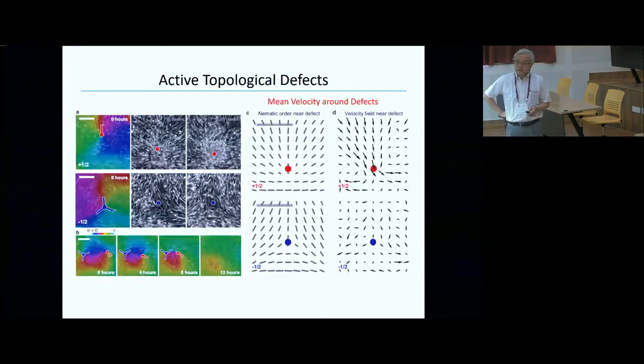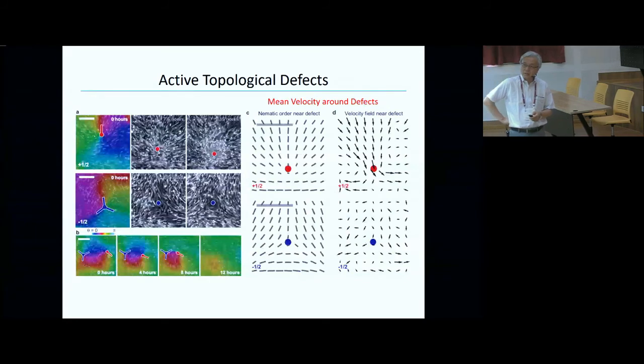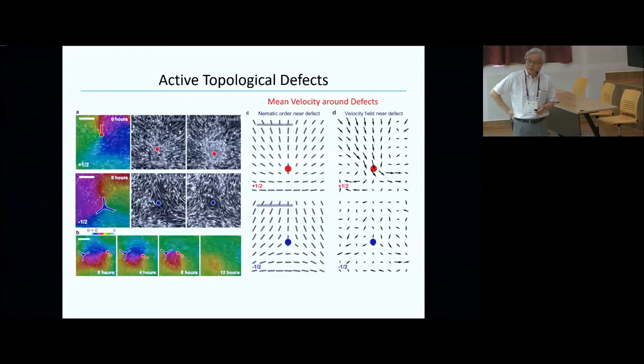And in the case of the -1/2 topological defect, flow fields are almost symmetric because of, say, threefold symmetry. There are no clear net flows toward the core.